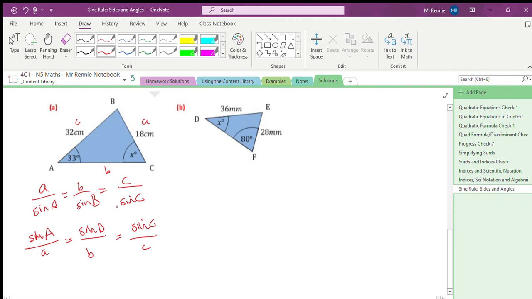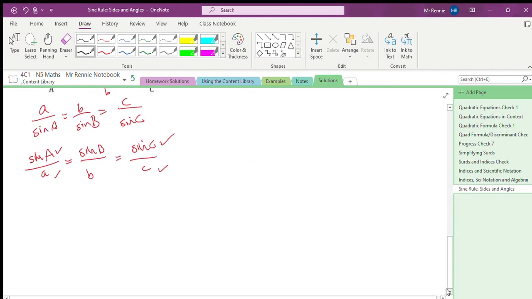Now I'm ready to tick what I know. So I know my length of A is 18. I know my angle A is 33. I don't know the angle at C, but I want to find it out. And I know my length of C is 32, so it's going to be the two parts there which I'm going to use. Let me just extend my page. So it's going to be sine of A over A equals sine of C over C.